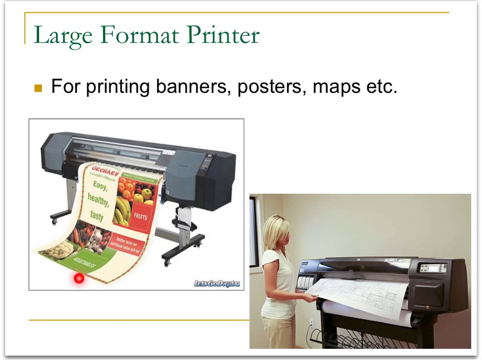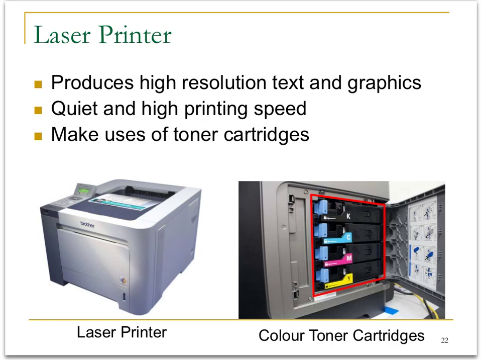Okay, the third type, laser printer, 雷射打印機. A laser printer can produce very high resolution text and graphics. It is also quiet in operation and has a very high printing speed. So now they are commonly used in offices, schools, etc. Actually, all the printers in the computer rooms, MMLC, are laser printers. They have to make use of toner cartridges. These are the toner cartridges. They have colors because we have color laser printers in the computer room. And toner in Chinese is 碳粉.